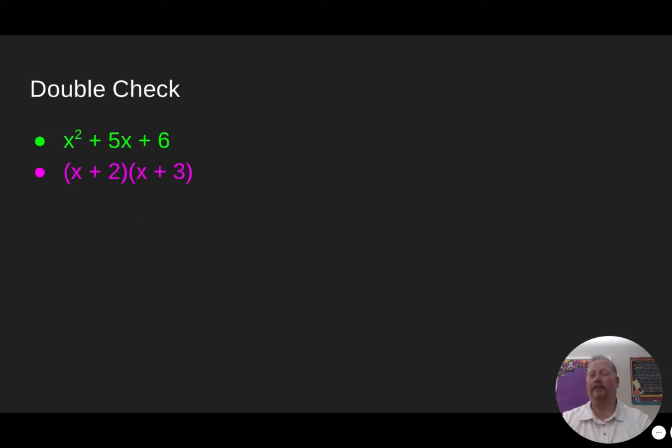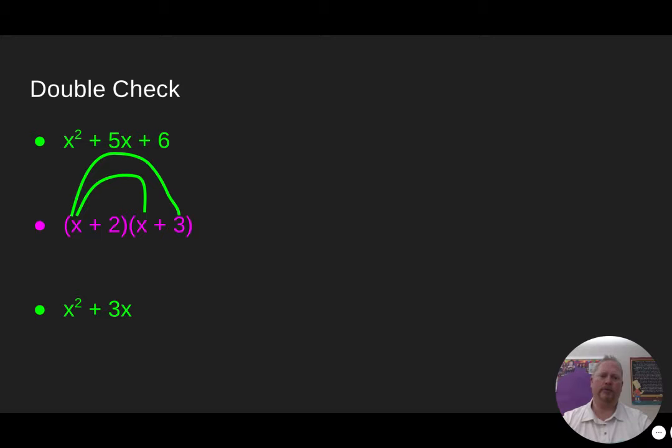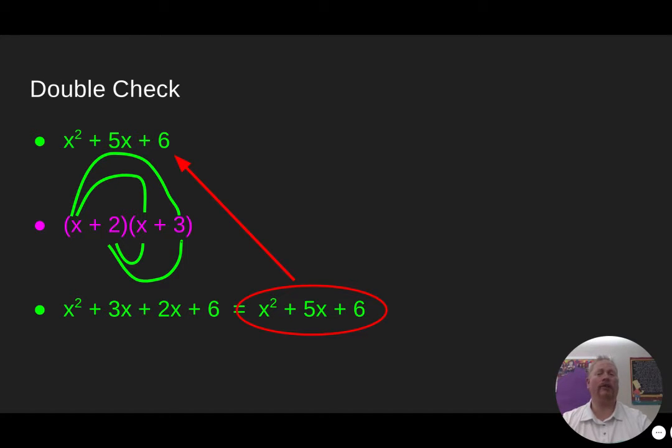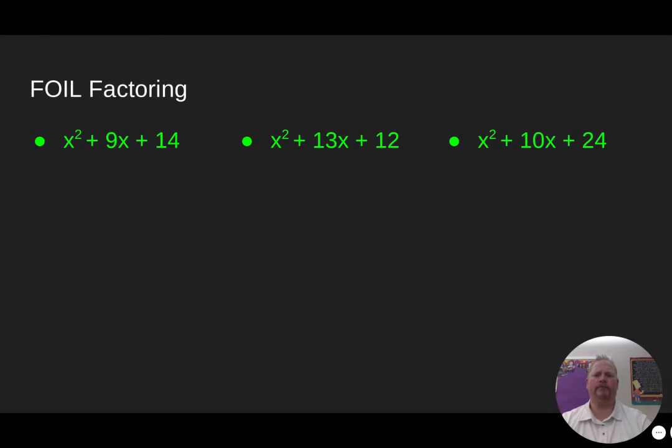Now, once you get it factored, if you want to double check it, you're certainly welcome to do that. All we've got to do is just FOIL it back together. So x times x, x times 3, 2 times x, 2 times 3. If you add up your like terms, you get x squared plus 5x plus 6, and that's exactly what we started with. So we know we did it correctly. Let's do a few more examples.